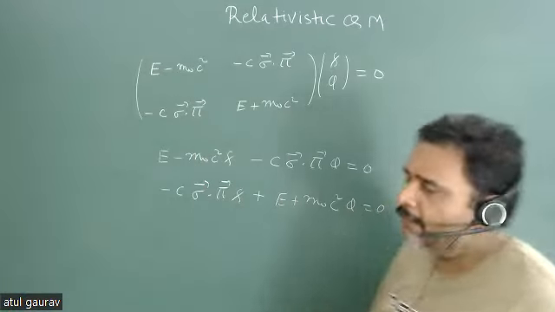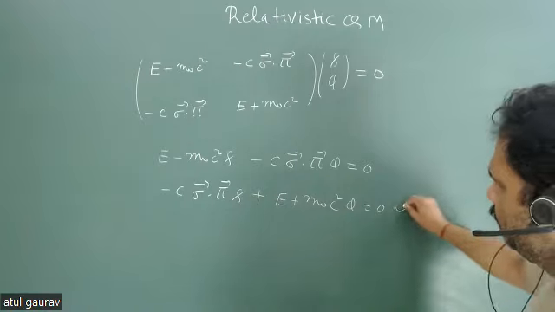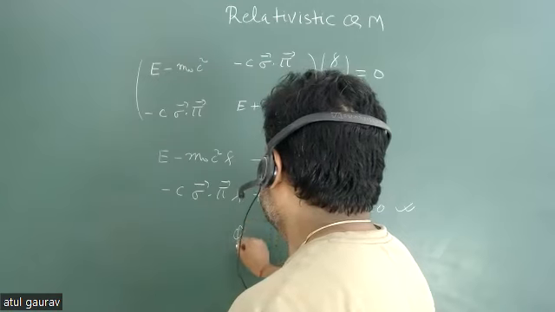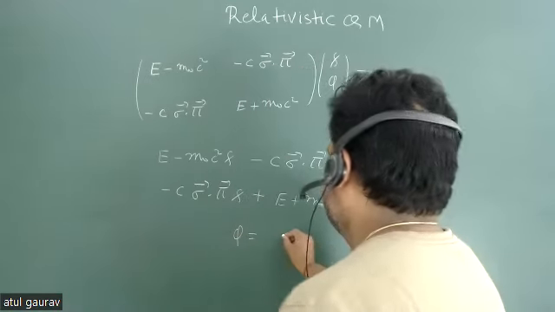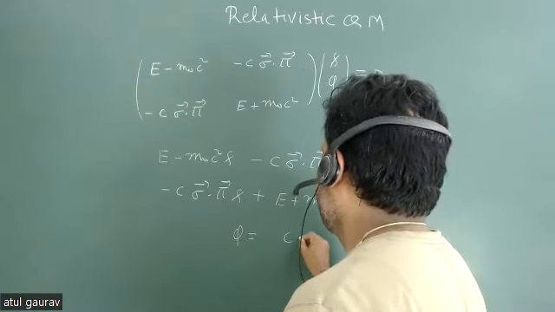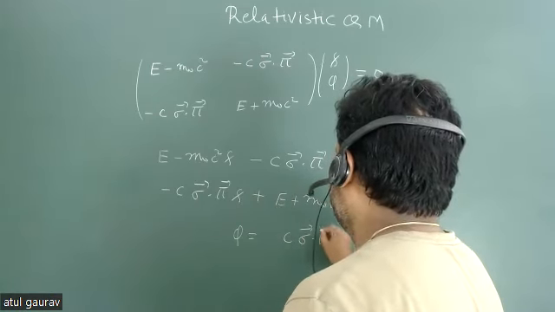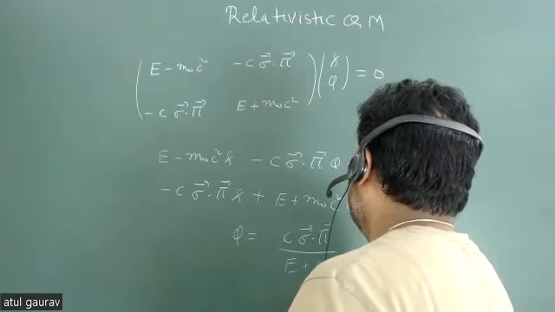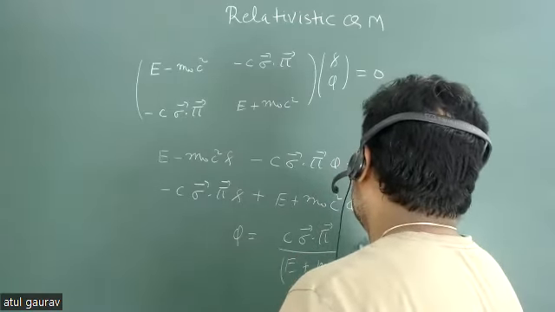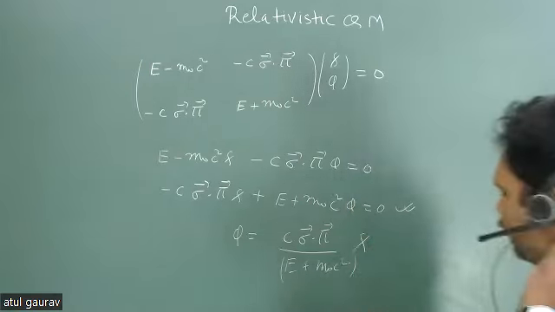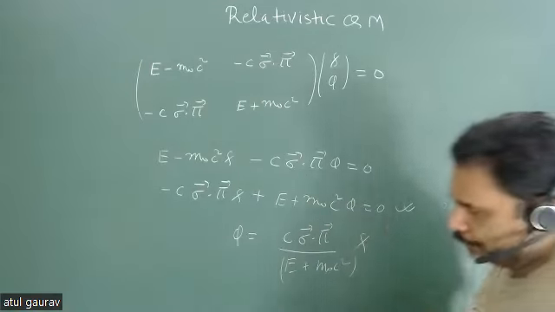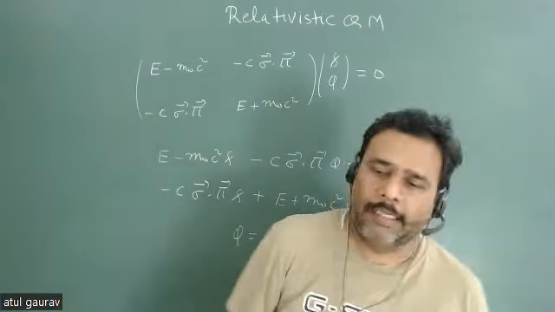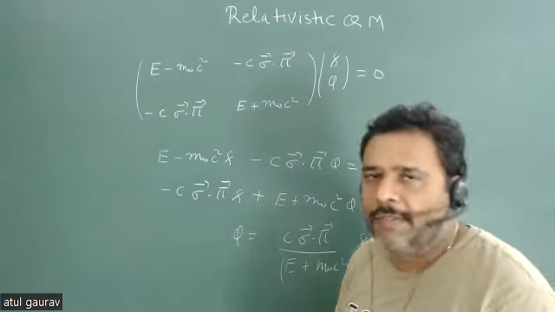So we take the first equation first, and I can write phi is equal to c sigma dot pi by (E plus m naught c square) into chi. Can we write this? Everyone? Yes, sir. Now here we are going to the non-relativistic range.